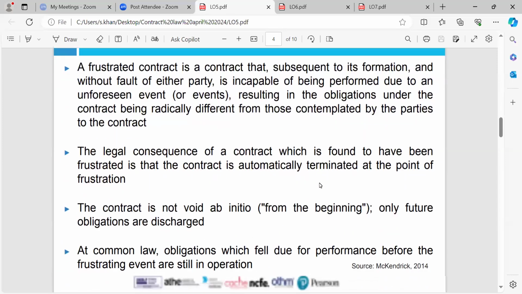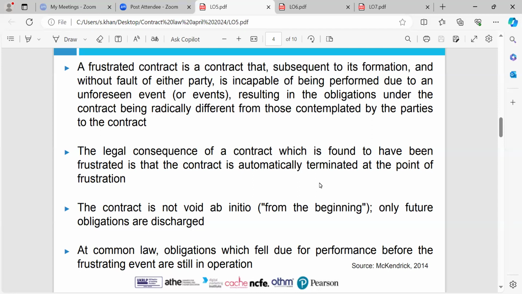So, a frustrated contract, firstly. A frustrated contract is a contract that, subsequent to its formation and without fault of either party, is incapable of being performed due to an unforeseen event or events, resulting in the obligations under the contract being radically different from those contemplated by the parties to the contract.